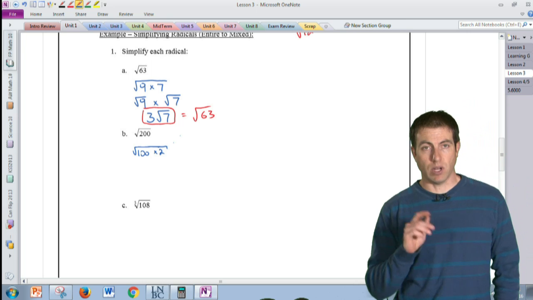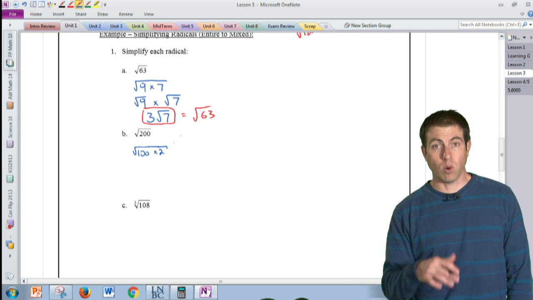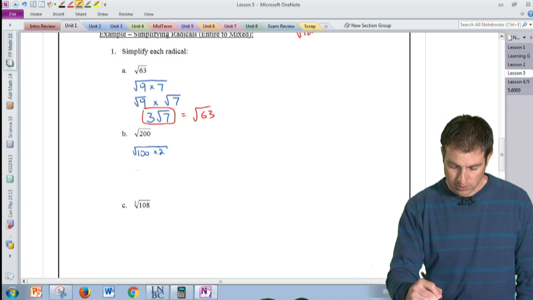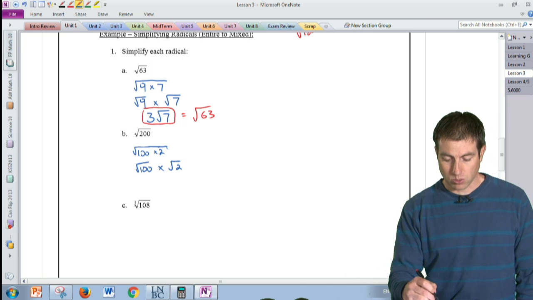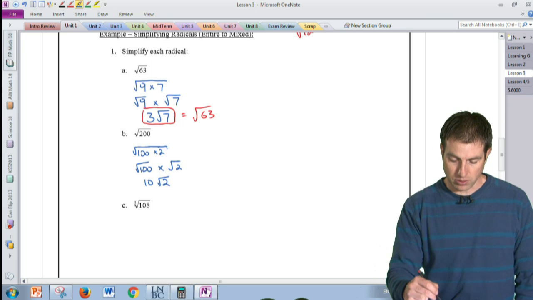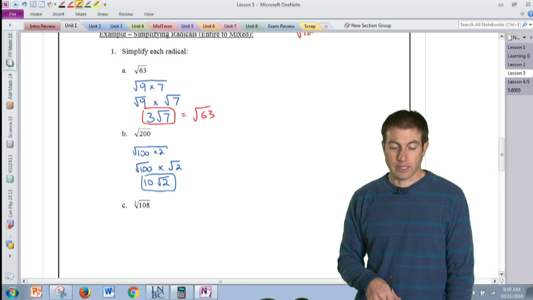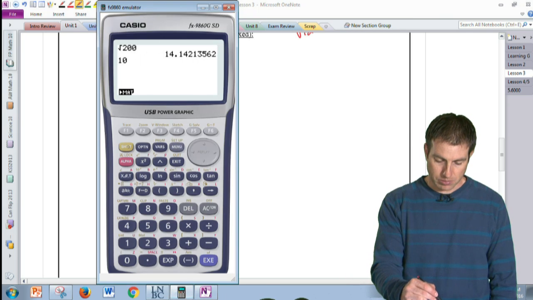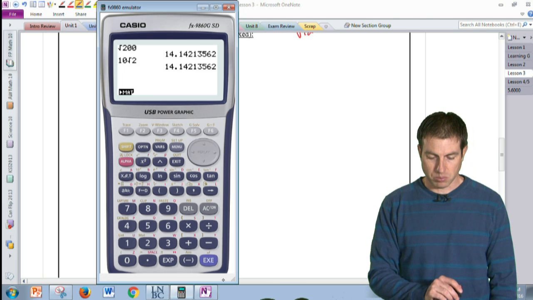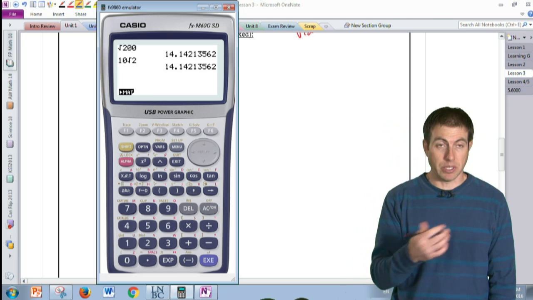Because I can take the square root of 100, but I can't take the square root of 2 because it's not a perfect square. So instead of writing it as one big radical, I'm going to split it up into two smaller radicals. Square root of 100 times the square root of 2. And the square root of 100 is 10. I don't know what the square root of 2 is, so I'll just write it as 10 times the square root of 2. Again, we can check it in our calculator. If I go 10 times the square root of 2, I get 14.14213562. It's the same thing. I've just written it in a different way.